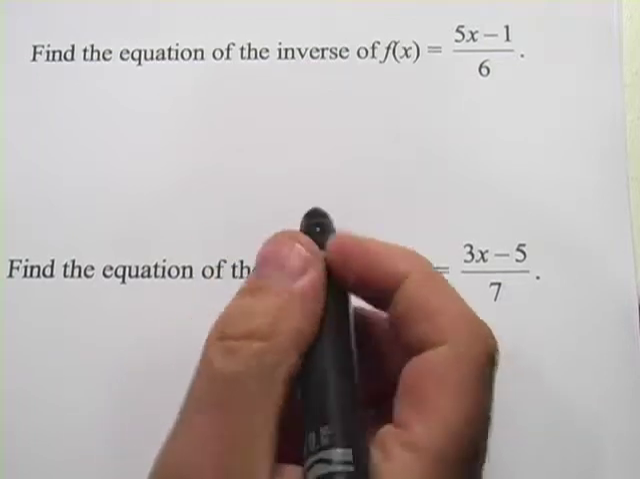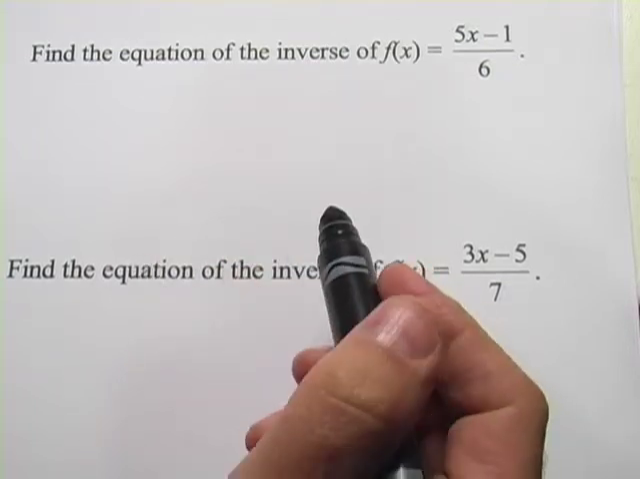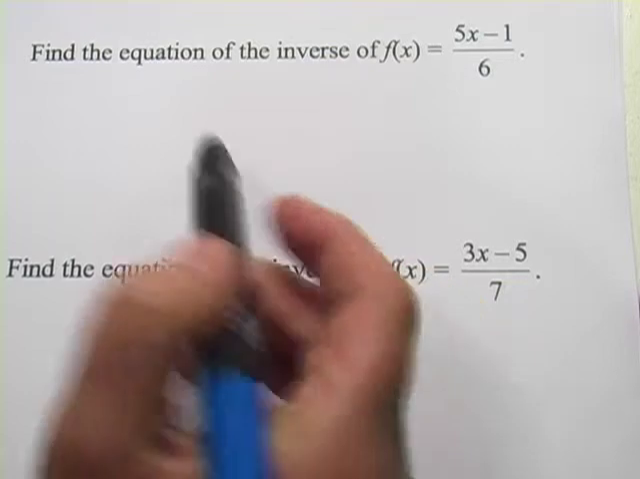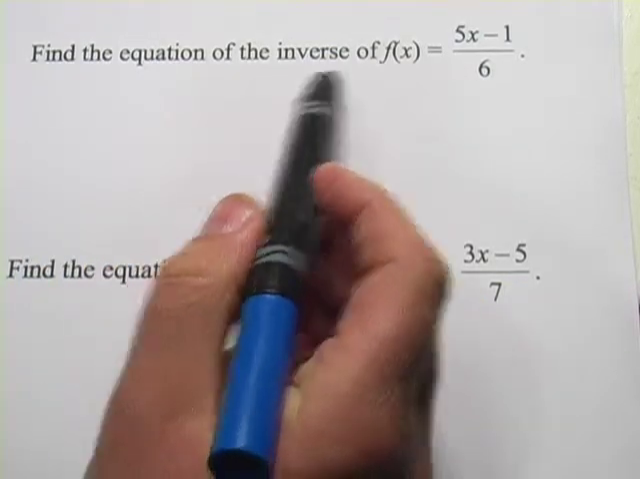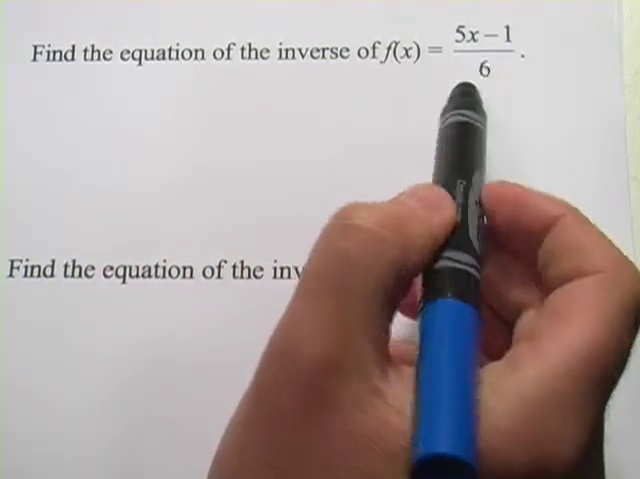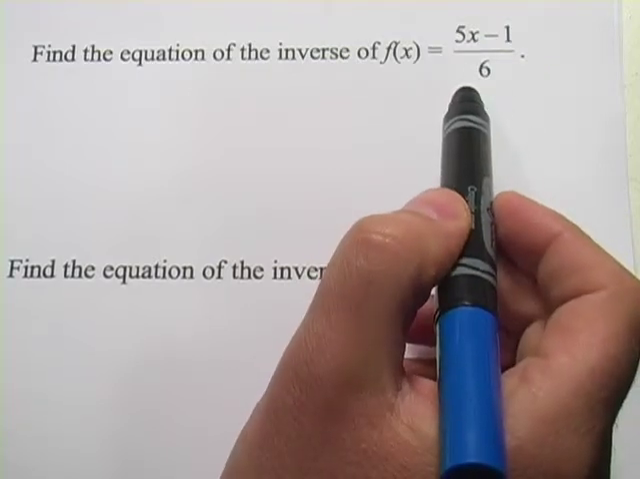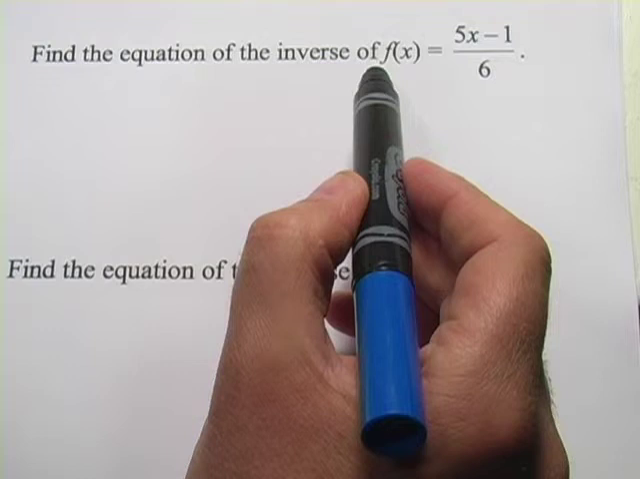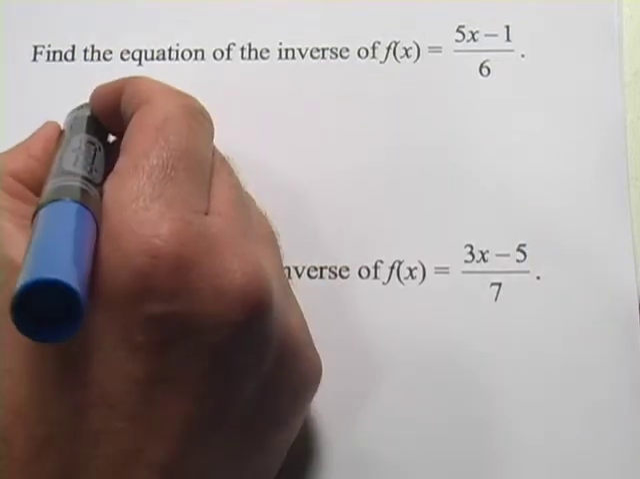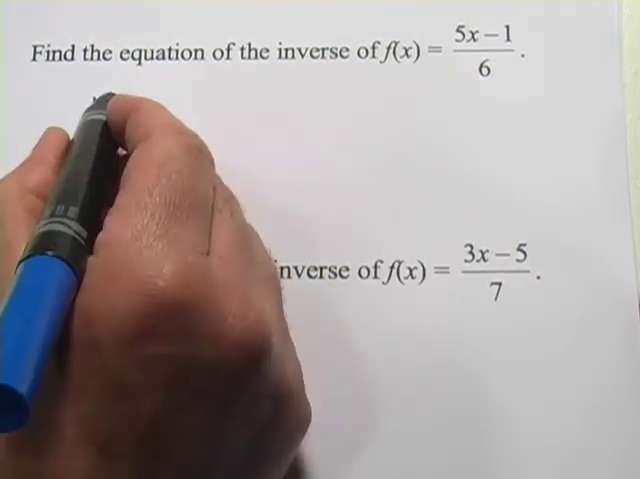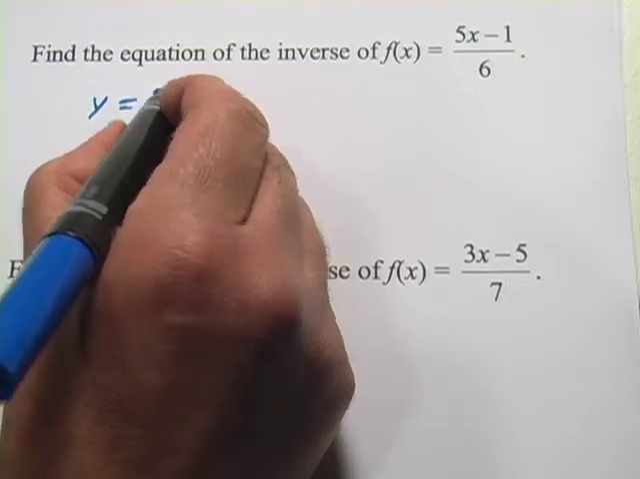In these problems, we're working on finding the inverses of functions. So this first one says, find the equation of the inverse of f of x equals (5x minus 1) over 6. The way I like to do this is first just substitute in a y for f of x. You can think about them being interchangeable, so we're going to just sub it in.